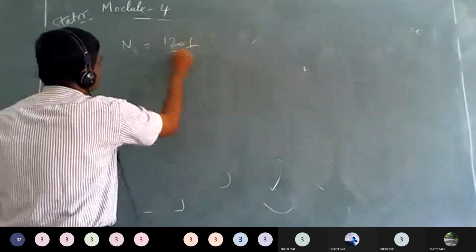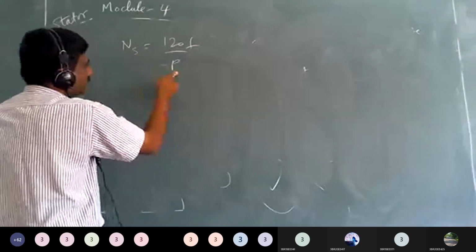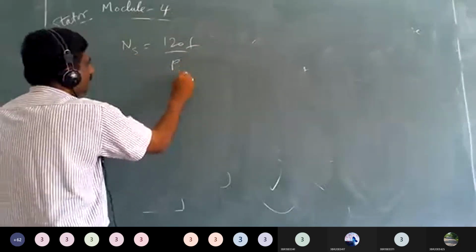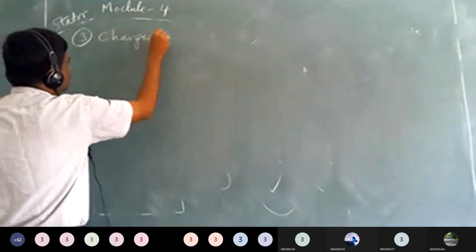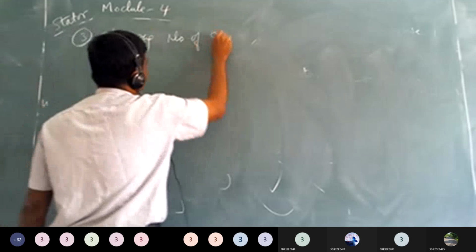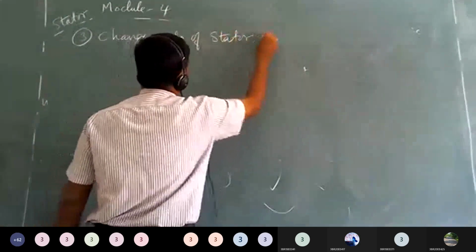Because you know that Ns is equal to 120 F by P. Ns is inversely proportional to the number of poles. If we increase the number of poles, Ns decreases. So the number of poles is also something we can change. How to change the number of poles? That is the third method, a stator winding method, called changing the number of stator poles.